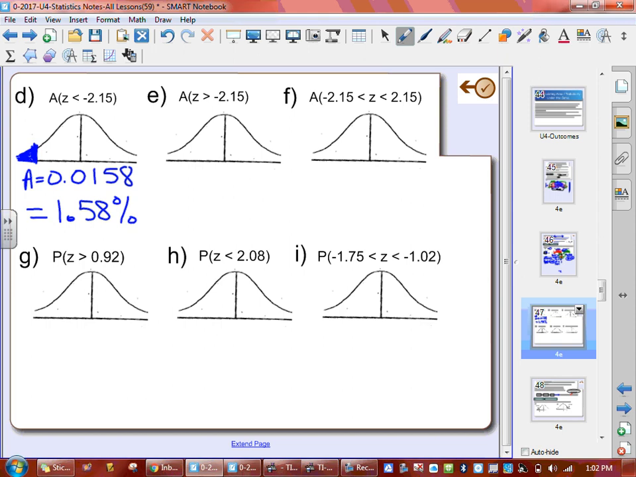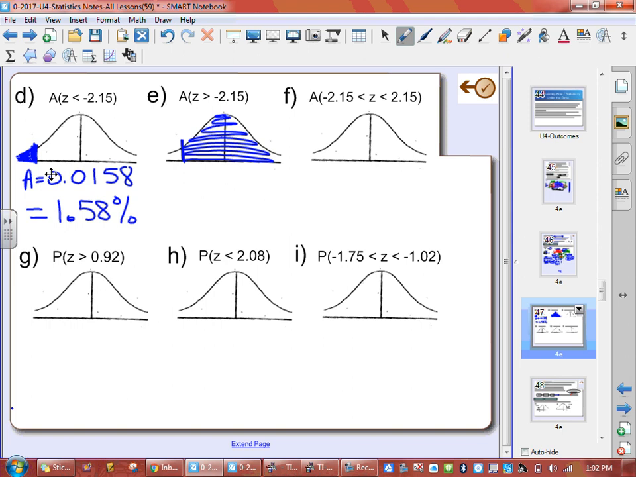Now what is letter E telling us to do? Shade everything. Good. Shade everything to the right of -2.15. Do I have to even do the question? What do you notice about D and E? They're the exact opposites. If they're the exact opposites, that means if I put both diagrams together, the whole diagram will be shaded. And what is a full diagram shaded total? 100% or 1.0 for probability.